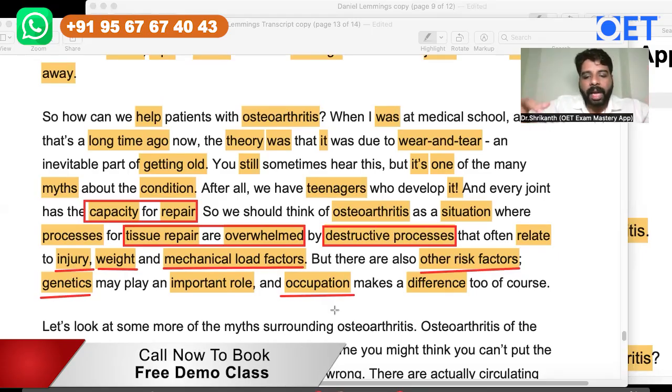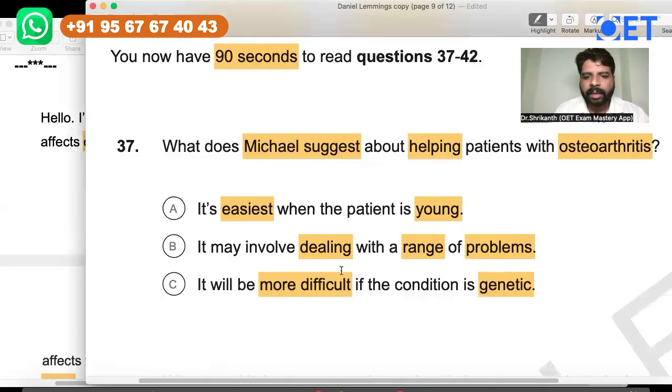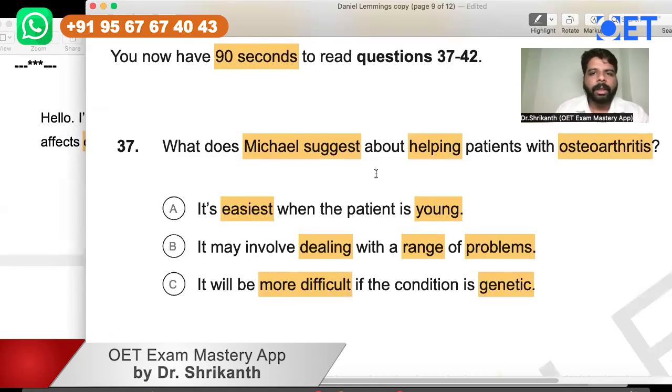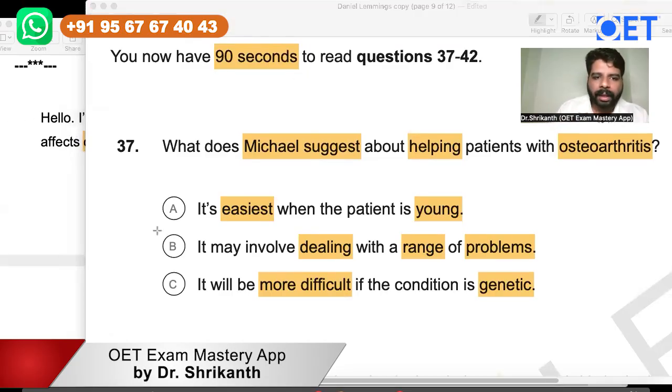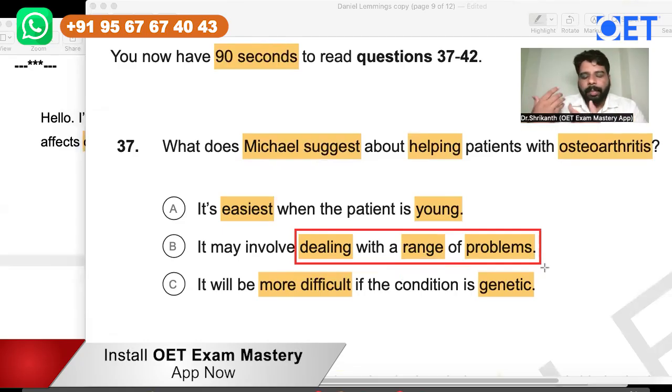So when it comes to helping a patient with osteoarthritis, what is the author's suggestion over here? The suggestion is that it may involve dealing with a range of problems, right? So it is going to be answer option B. Now, why is answer option B over here? Dealing with a range of problems. Because as I told you, the patient's body is trying to repair itself.